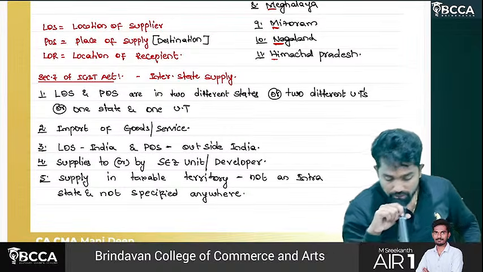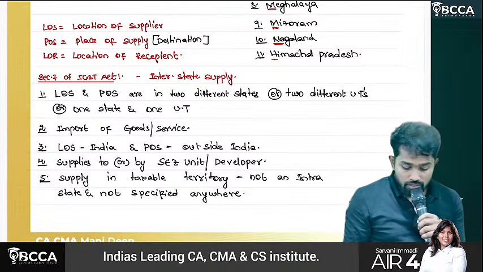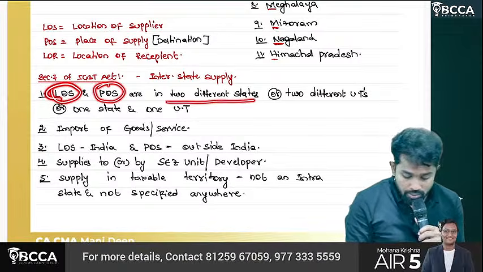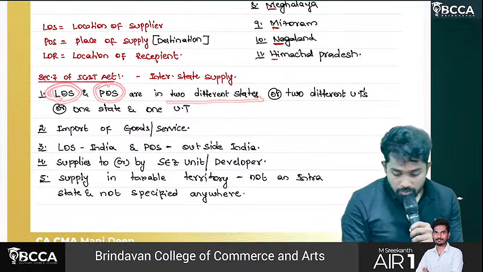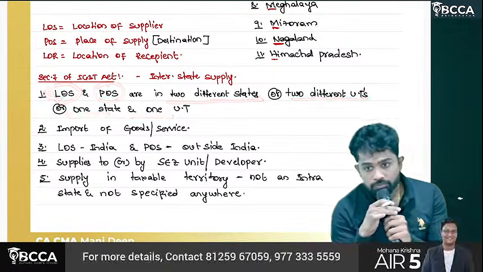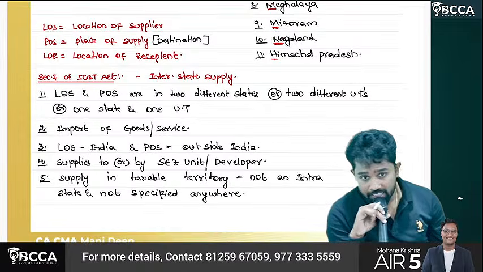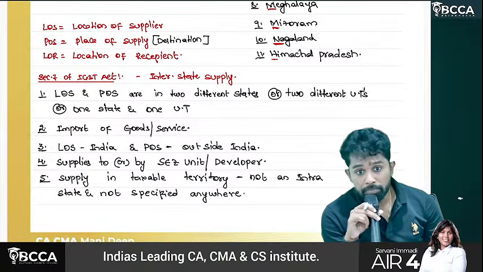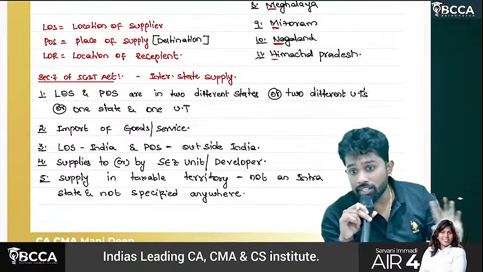Sir, what is called interstate supply? When the location of supply and place of supply are in two different states, or two different union territories, or one state and one union territory. So LOS, POS, sir. We are not checking supplier and recipient.